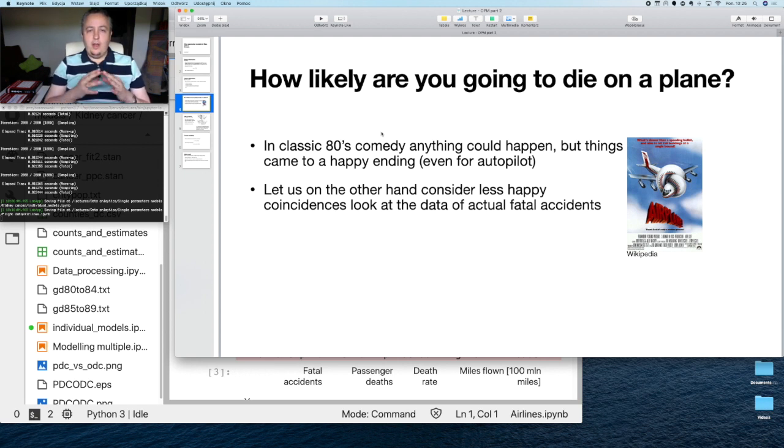Either way, in real life, such hopeful results are not really happening. People sometimes die, and we will look at the actual data from American statistical offices, and from the same period as the movie, between the 70s and 80s. So what do we have here?